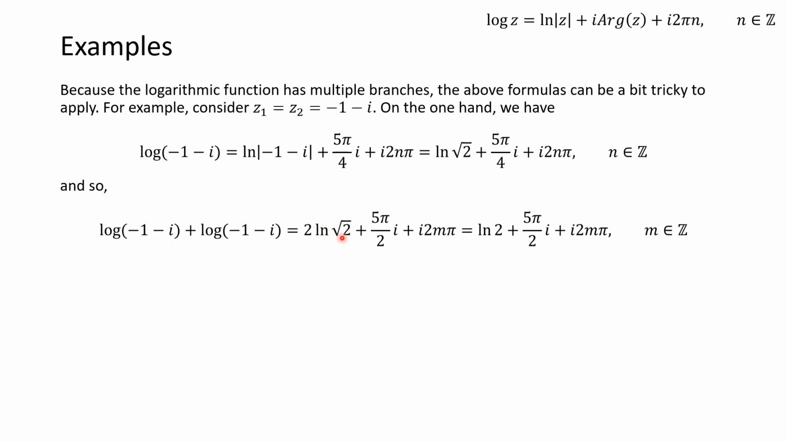We get 2 times the natural log of the square root of 2, plus this added to itself, 5 pi over 2 i. And then we have the repeating term. I put these as different because we actually need to set it to a different value than what you would set here. They're not in sync, so to speak.